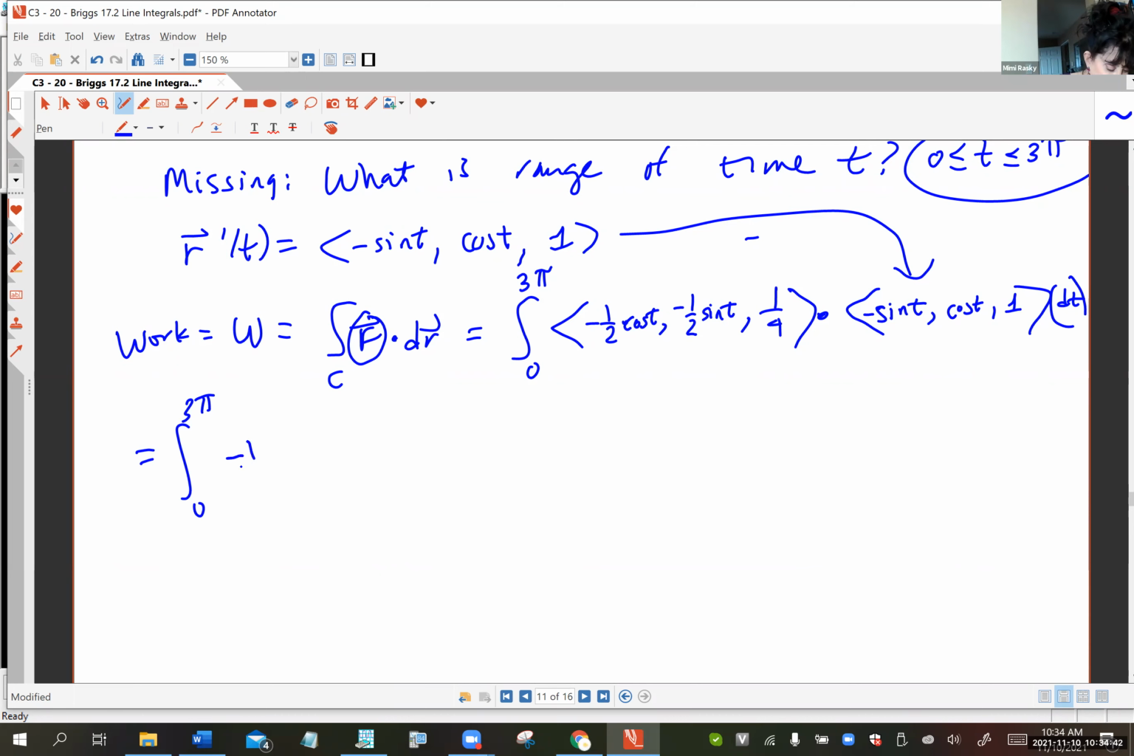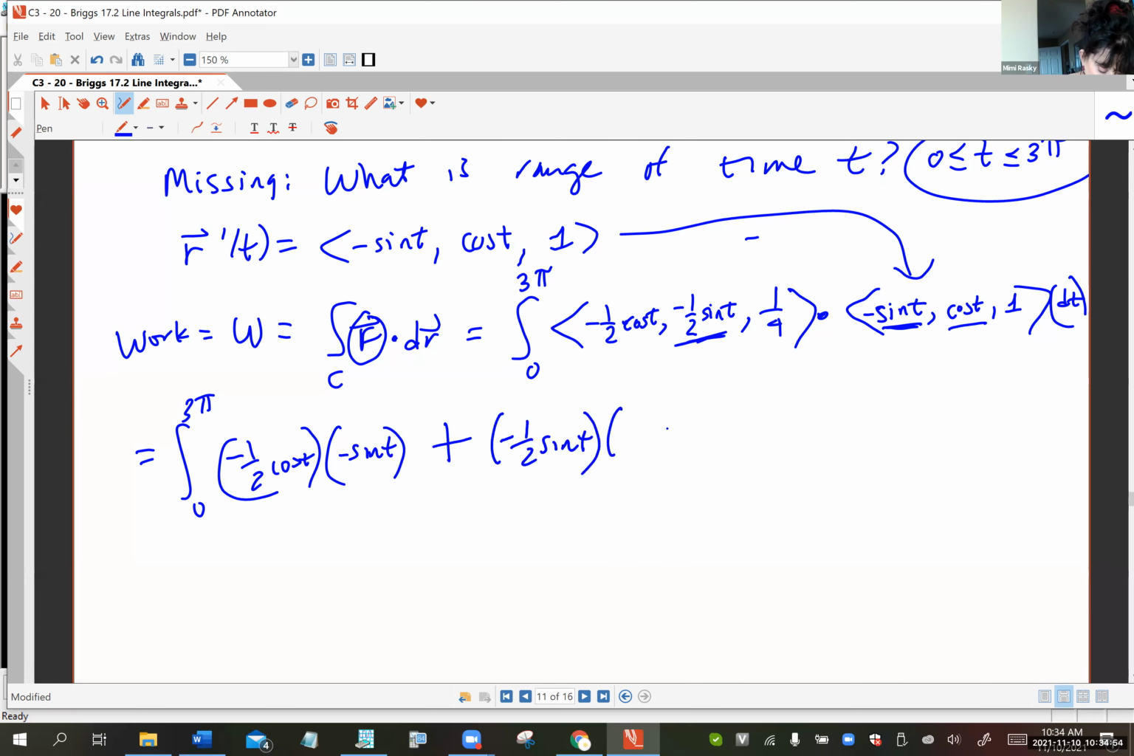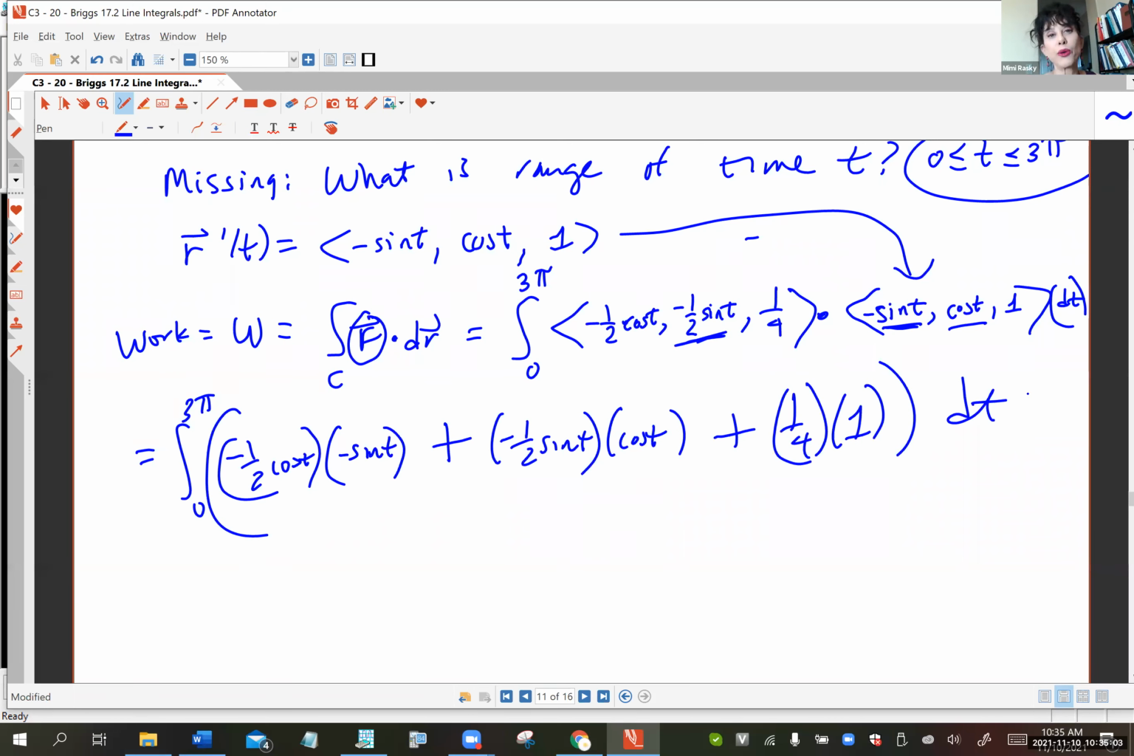So you're going to write down -1/2 cos t times this other x component, negative sine t, plus, and now you'll take the product of the y components. Okay, good to go. Plus, and then you'll take the product of the z components. And then after we figure out what this mess is, we'll integrate it with respect to t.